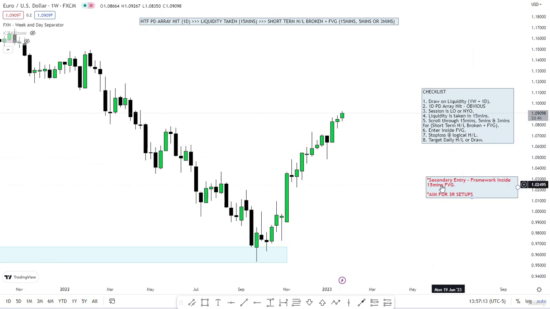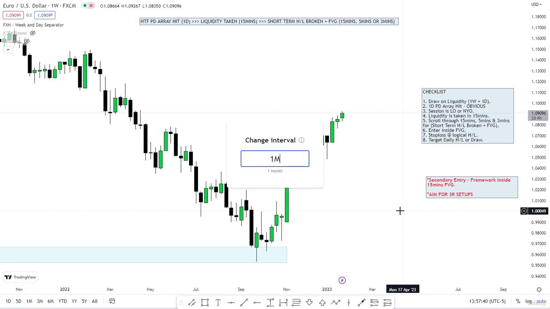A secondary entry can be taken if the fair value gap in the 15 minutes formed, and then you see it coming to retest. So maybe you can check the 3 minutes for the similar framework. Liquidity being taken, then breaking a short-term high or low, then you enter in the fair value gap. Very important, aim for 3R setups. This is very helpful in money management.